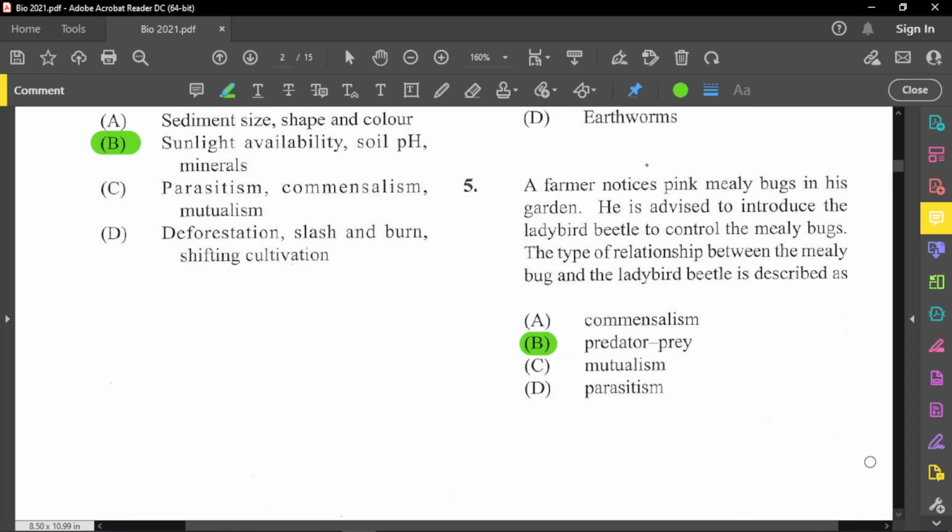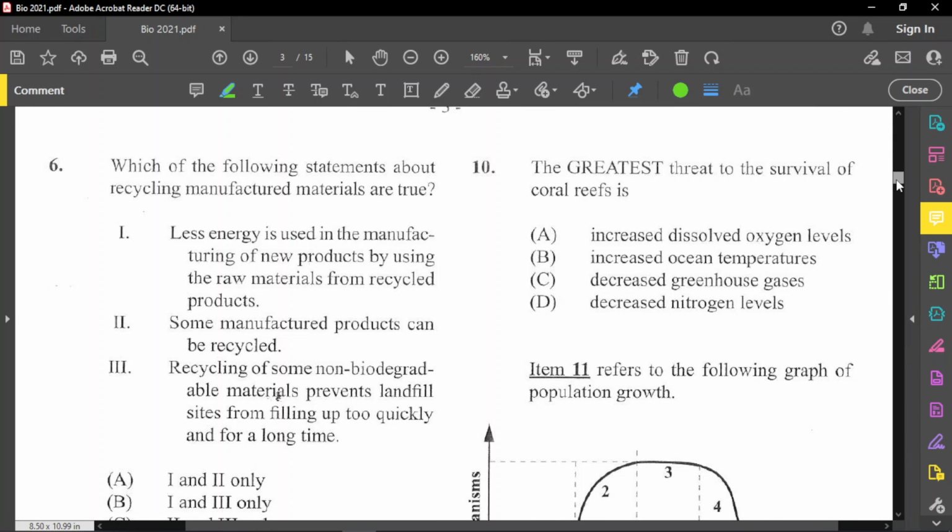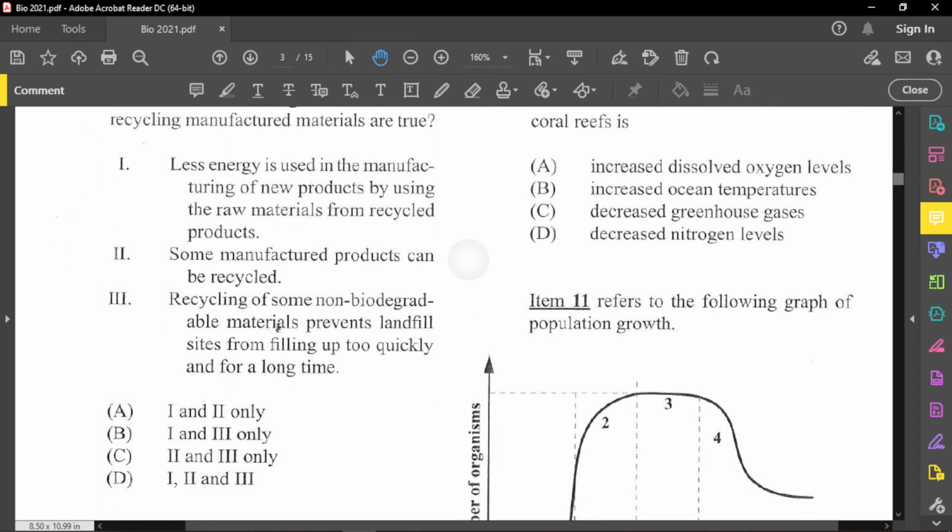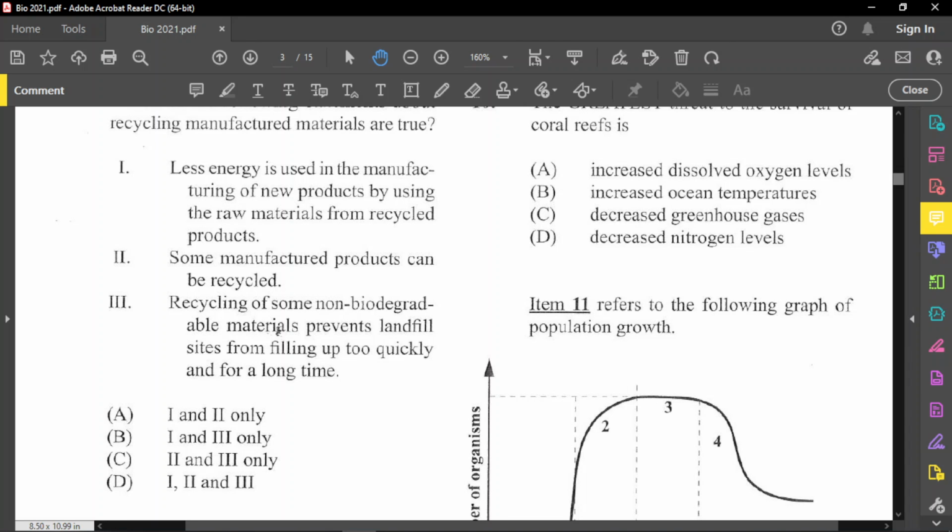All right, so let's go to question number 6 at this time. Question number 6, right here, says: which of the following statements about recycling manufactured materials are true? All right, so let's just guide ourselves through this. It gave us 3 statements. The first statement says that less energy is used in manufacturing of new products by using the raw material from recycled products. Statement 2 is that some manufactured products can be recycled. And statement 3 says that recycling of some non-biodegradable materials prevents landfill sites from filling up too quickly and for a long period of time.